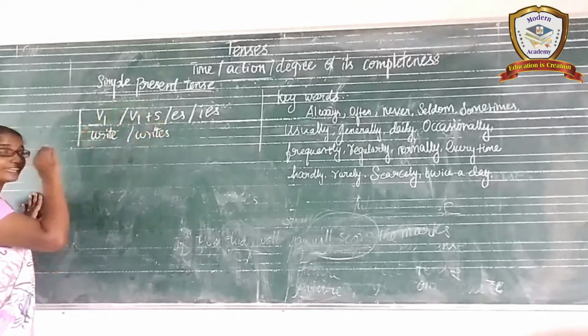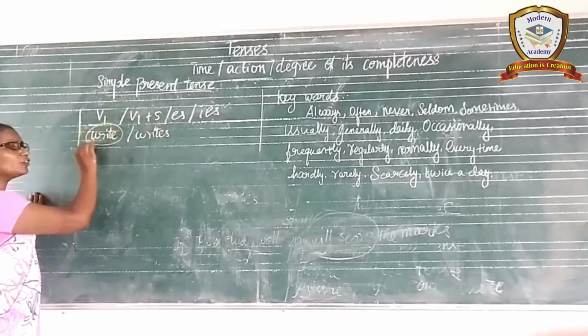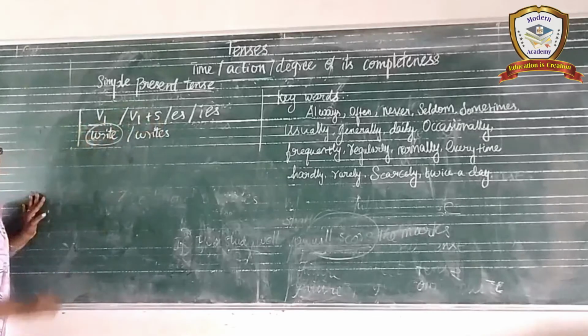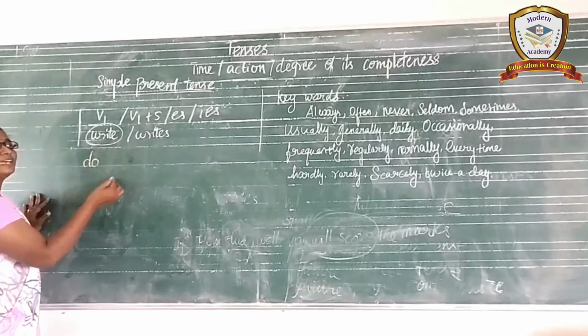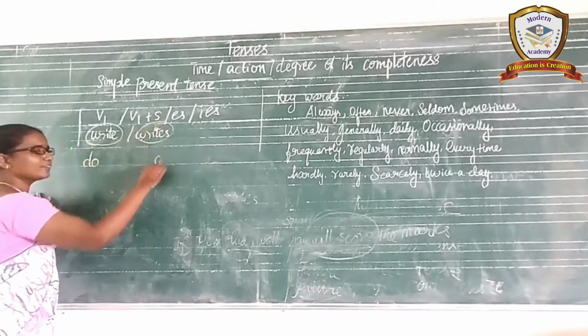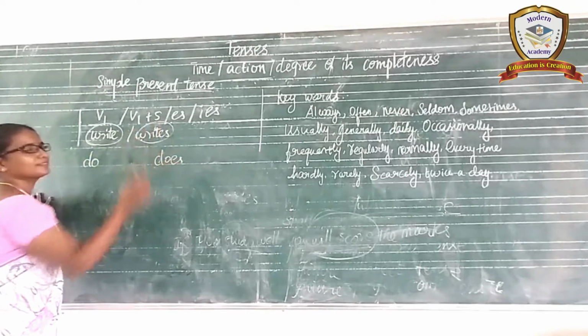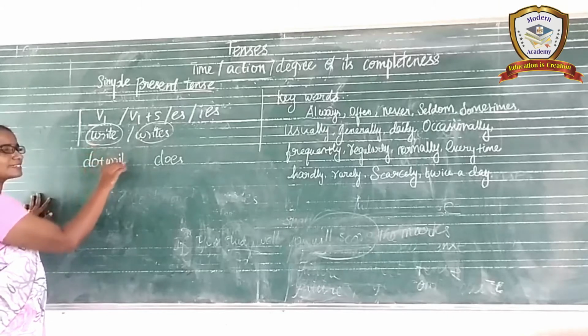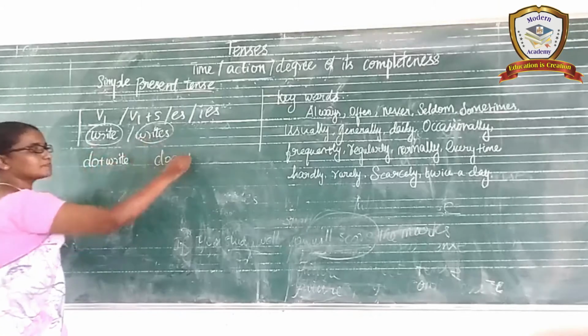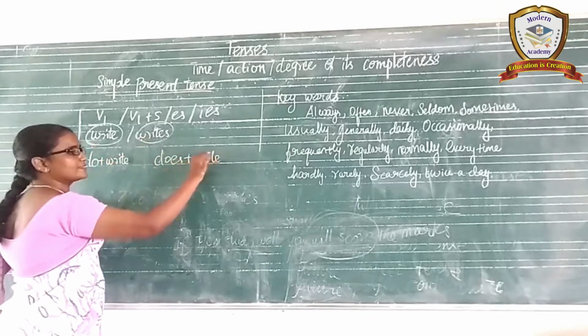How to write the negative verb? Every be one verb has a hidden auxiliary verb. Which auxiliary verb is hidden? Do. Understand? Which auxiliary verb is hidden? Does. Understand? Do plus writes equals write. Does plus writes equals writes.